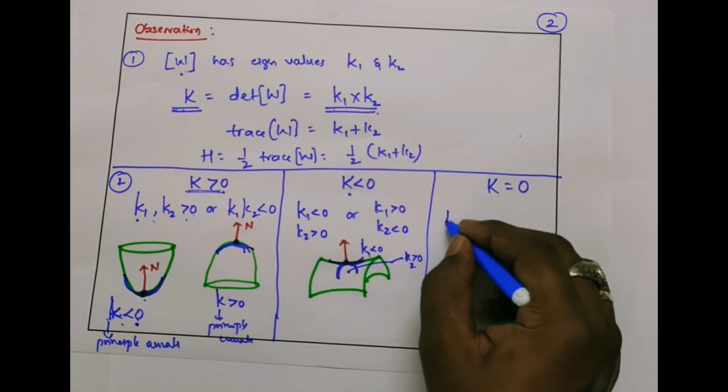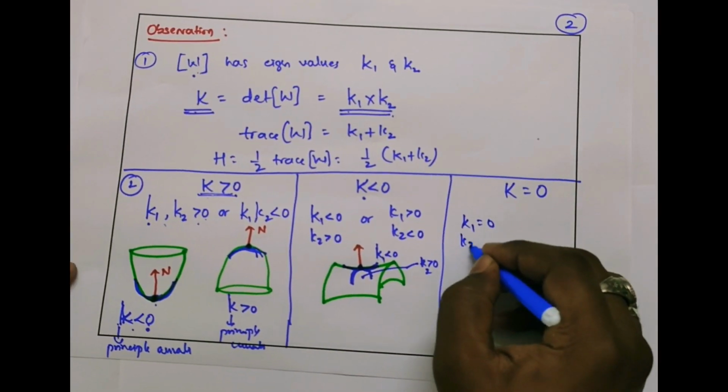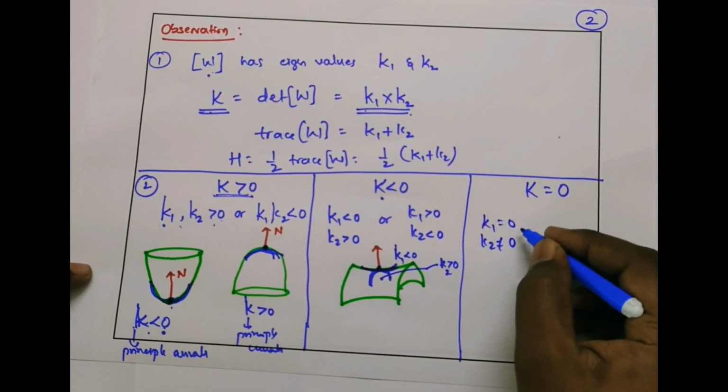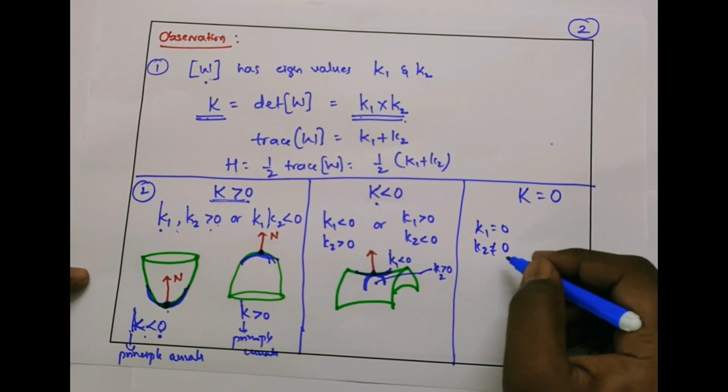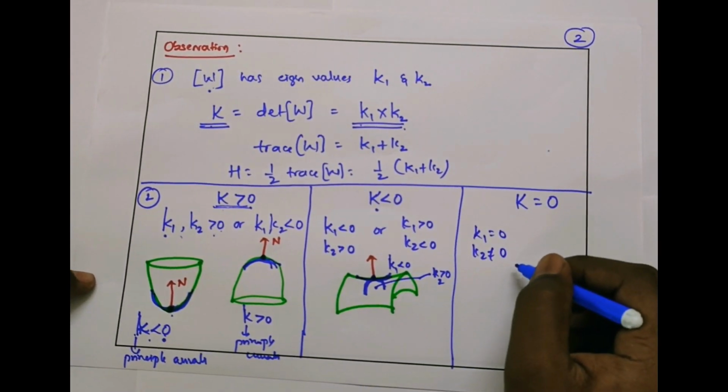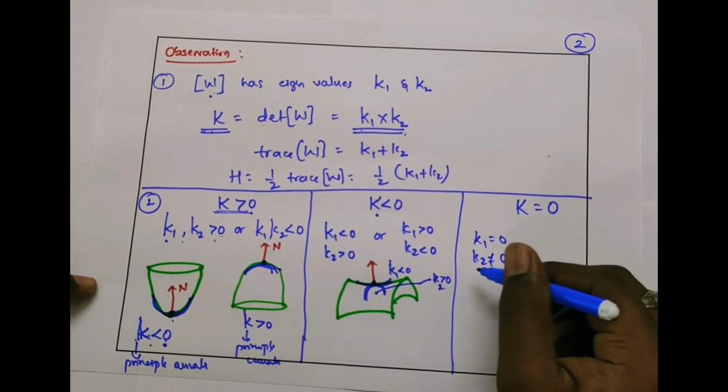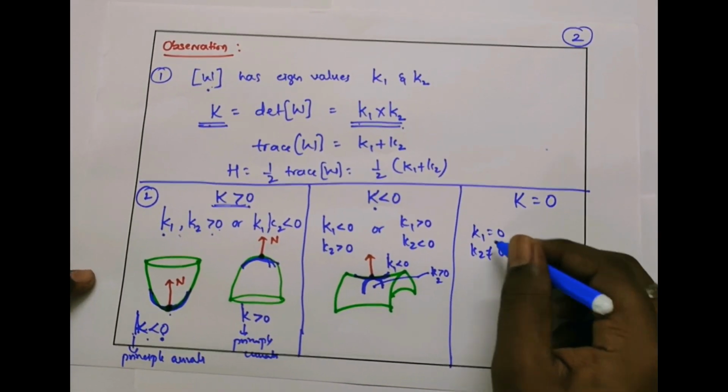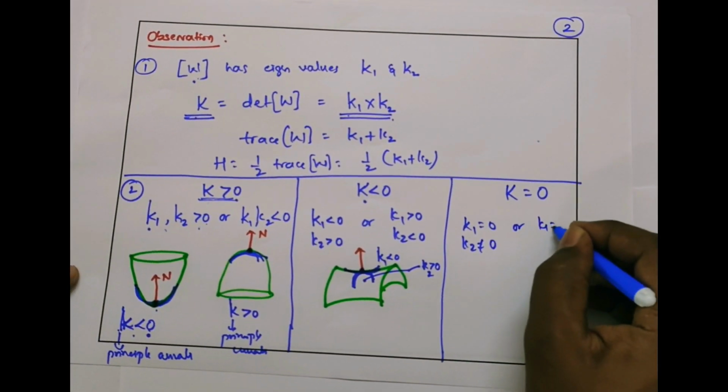There are two possibilities. At least one of them can be equal to zero. That is, k1 is equal to 0 and k2 is not equal to 0. That means k2 can be positive or k2 can be negative. That means one can have the curve bending up towards the normal or down towards the normal. The other possibility is that both can be 0.